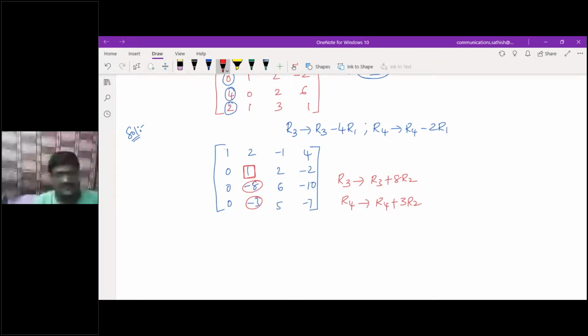Yeah, then what I'll get as? Give me the values for that. Again, I'm just changing the last two rows. First two rows same: 1, 2, minus 1, 4. Then 0, 1, 2, minus 2.